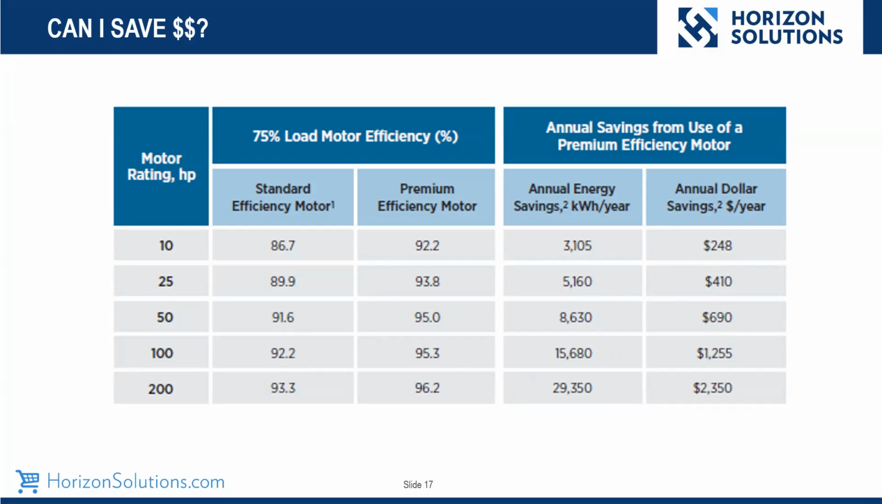But you can also see that if you reduce the amount of standard efficiency motors you have in your plant, you can increase your efficiency tremendously. Whether you're running across the line with a motor starter or with a VFD, there's a definite increase. And you can see it's about $250 a year for the 10 horsepower unit.